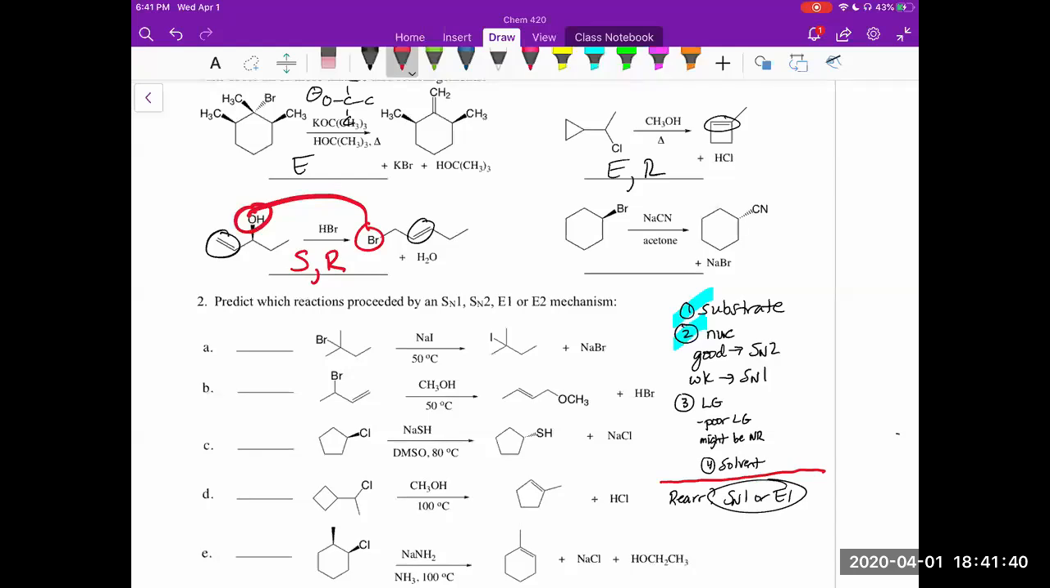Okay, this next one, I'm taking a bromine, turning it into a CN, good nucleophile, acetone. That's a substitution. It's also an SN2.